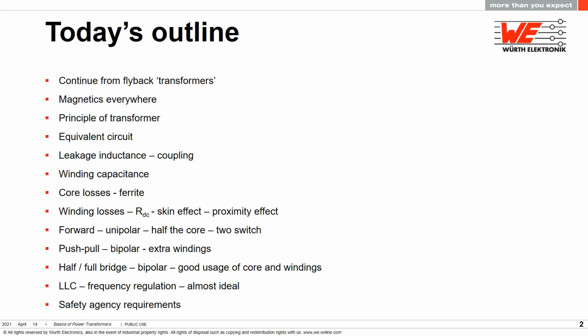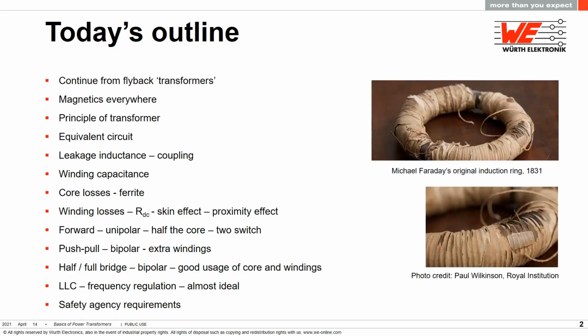And then I want to get into how transformers work, a little bit about the equivalent circuit, then talk about the main parasitics, leakage and capacitance. We want to talk about core loss and winding losses, which are the major losses in transformers, and then about how transformers are used in different types of topologies. The forward converter, which is unipolar, and then into push-pull, which is bipolar, the half and full bridge, and LLC. Then I want to touch on safety agency requirements.